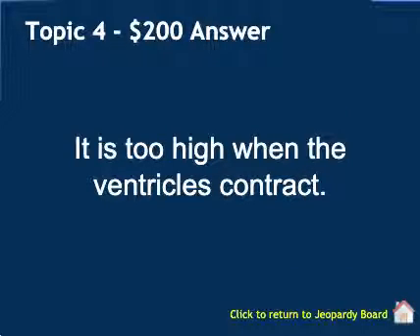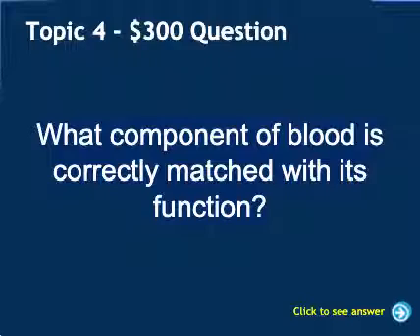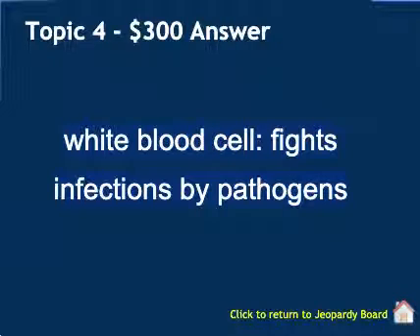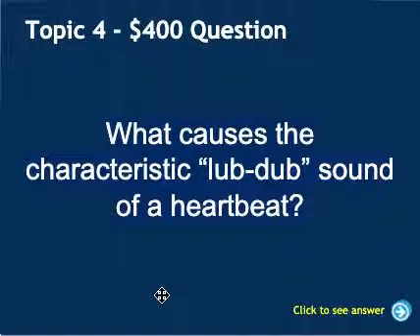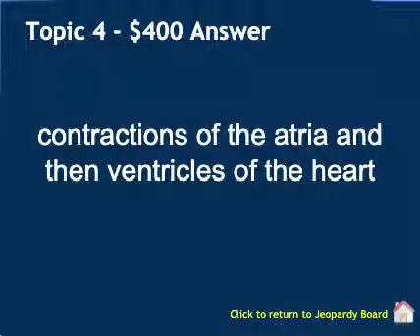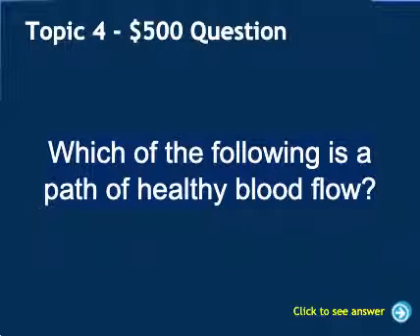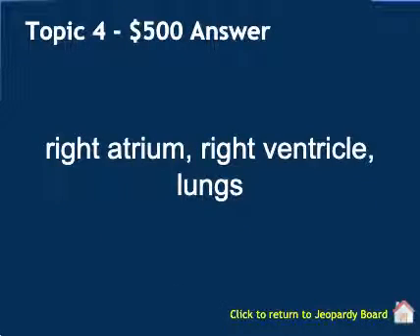That's not good. All right, what component of blood is correctly matched with its function? And then it's going to have some choices. Basically, the white blood cells, they fight infection by pathogens. What causes the characteristic lub-dub sound of the human heartbeat? Contractions of the atria and then ventricles of the heart. Which of the following is a pathway of healthy blood flow? There's going to be some choices, but you're going to pick right atrium, right ventricle, and then to the lungs.